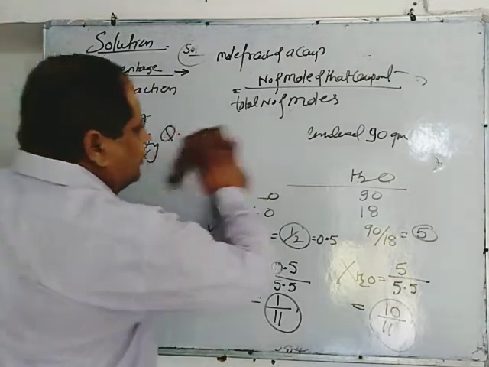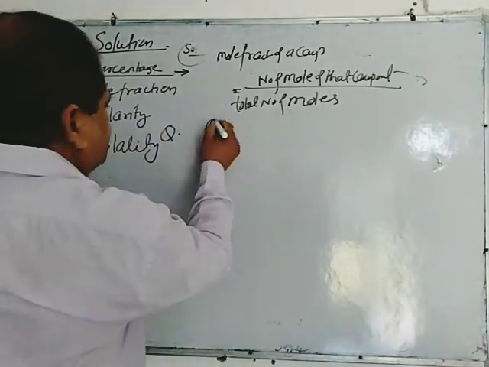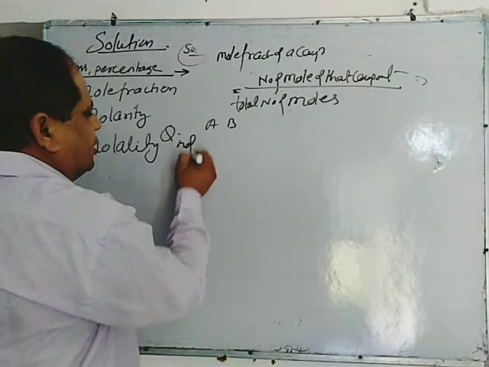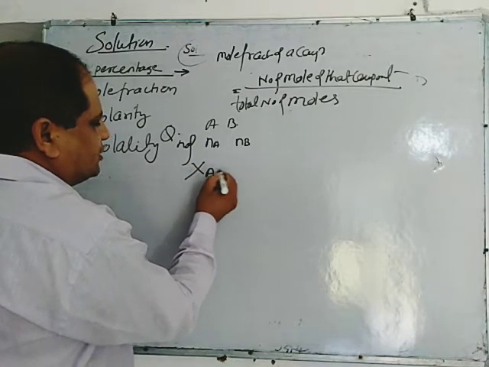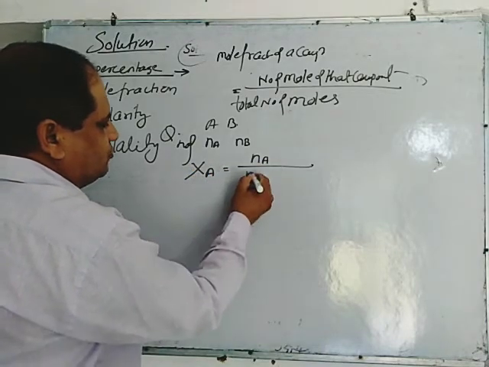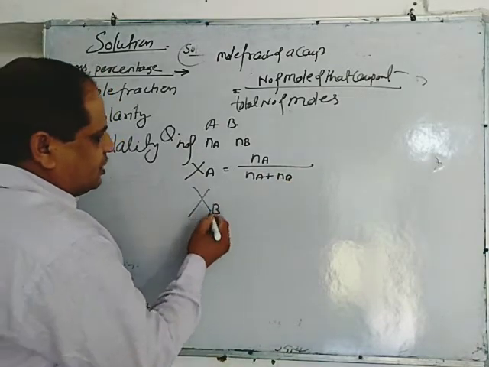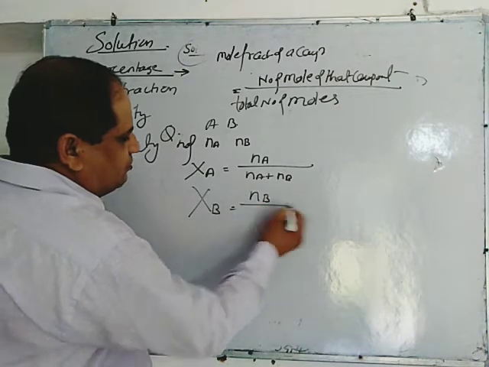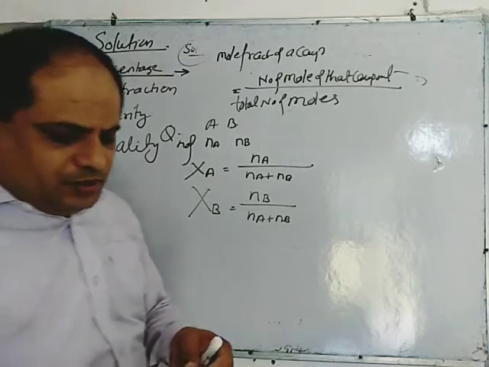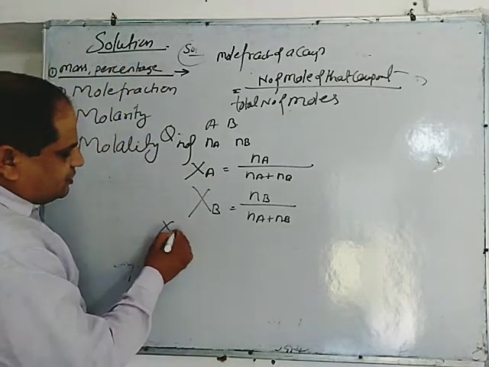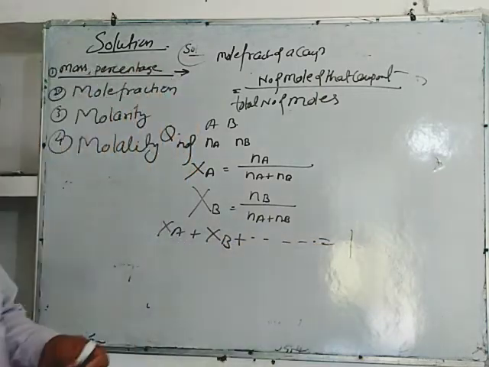We can also write the formula of mole fraction if two components A and B are there, and the number of moles of A is Na, number of moles of B is Nb. So mole fraction of A equals number of moles of A upon total number of moles of A and B. Similarly, mole fraction of B will be equal to number of moles of B upon total number of moles. This is the formula of mole fraction, and Xa plus Xb and so on is always equal to 1.